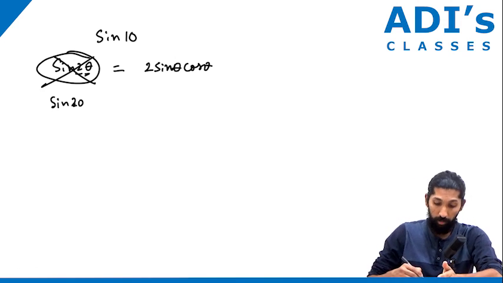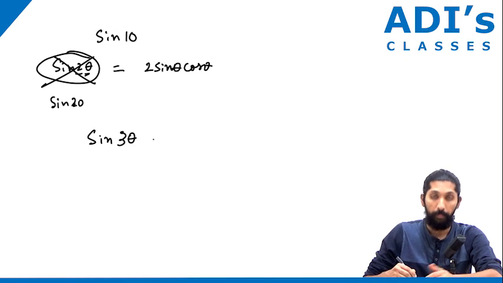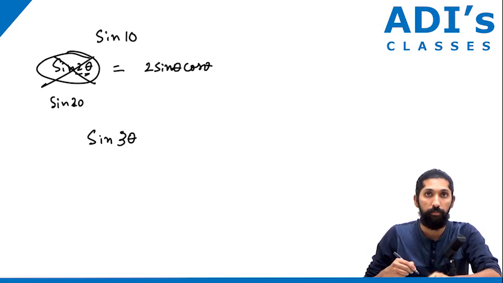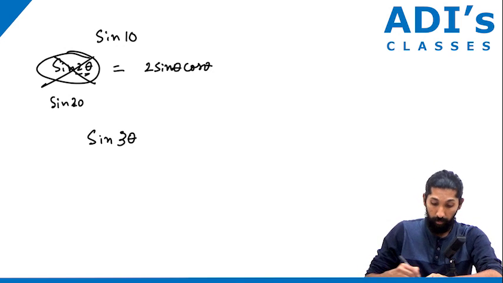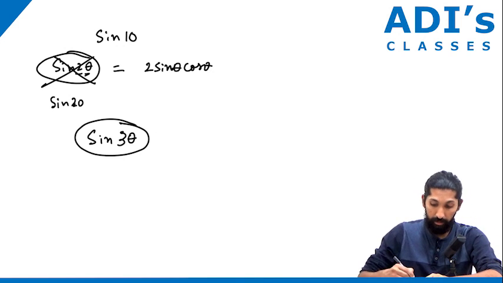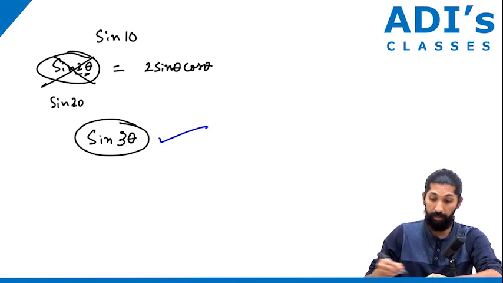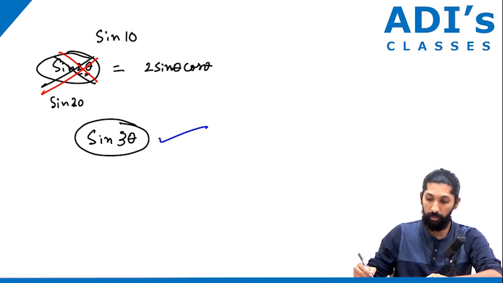Instead, what if I take sine 3 theta? What is theta? 10. What is sine of 3 into 10? Sine 30. Sine 30 is a known value. Correct? So with the help of sine 3 theta, we can get the answer. This is possible, whereas if you take 2 theta, we are not going to get the answer.